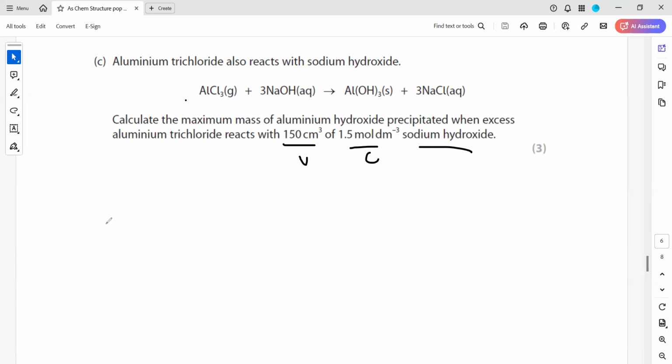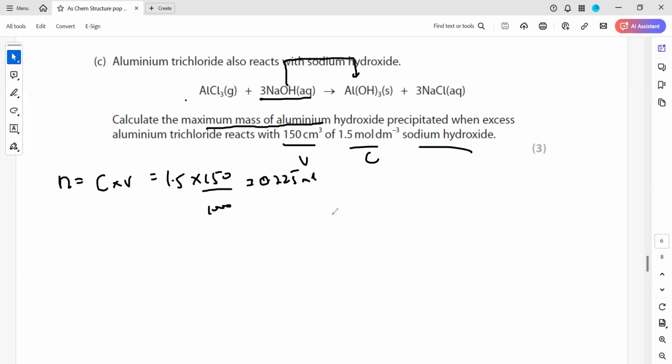So we have the concentration and the volume. First, we'll find the moles, which is concentration times volume. So 1.5 multiplied by 150 divided by 1000. This will give us the moles of sodium hydroxide, because we always use the limiting reagent to calculate the moles of the product. That is 0.225 moles. Then we use a ratio because we want the maximum mass of aluminum hydroxide. So what is the ratio between sodium hydroxide and aluminum hydroxide? The ratio is 3:1 according to the balanced equation.